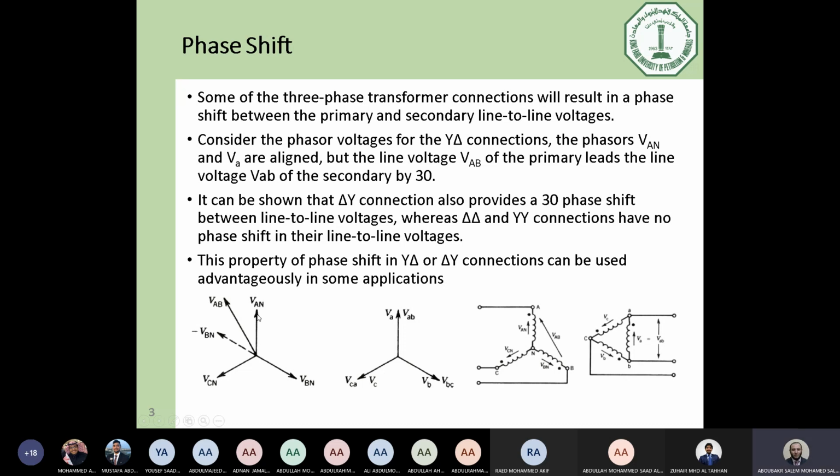what is the relation between VAN and VAB for the same side here for the star connection or Y connection? We can find that VAB equals VA minus VB. So you have here VAN, this is VBN, and this will be minus VBN. So the resultant vector of these two vectors, the summation of these two vectors, will be VAB, which is the line-to-line voltage of the Y connection. This is what we have described already previously in three-phase circuits. So, as you can see, there is a phase shift between line-to-line voltage and line-to-neutral or phase voltage. This is the nature of star connection.